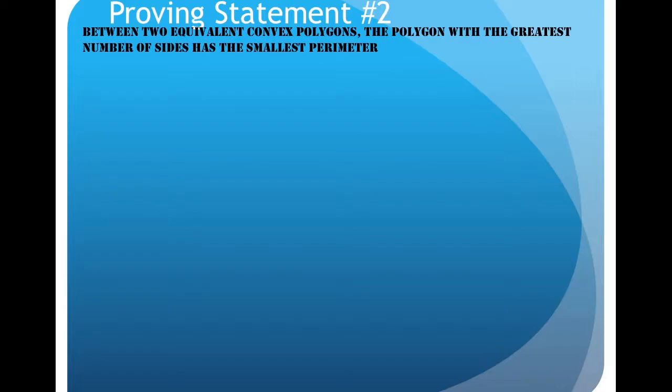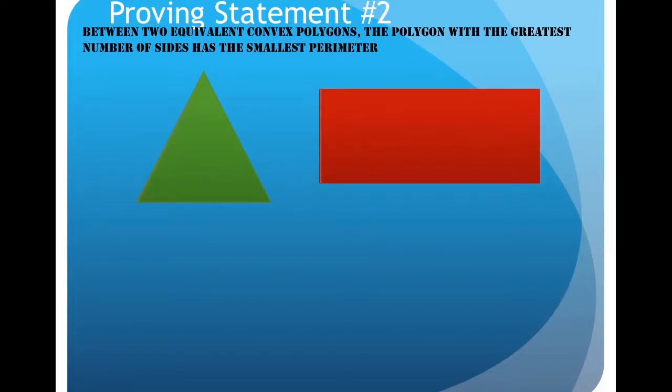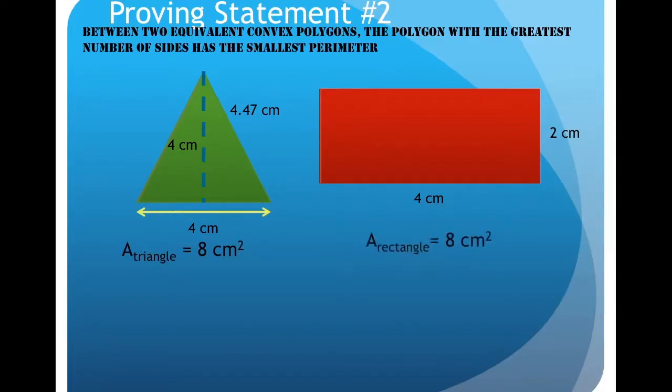Proving statement number 2, reminding you that it is between two equivalent convex polygons, the polygon with the greatest number of sides has the smallest perimeter. Here's a triangle, here's a rectangle. Triangles have 3 sides, rectangles have 4. Here are some dimensions for your triangle. Here are some dimensions for the rectangle. First, they need to be equivalent. Are they equivalent? I'm telling you that they are.